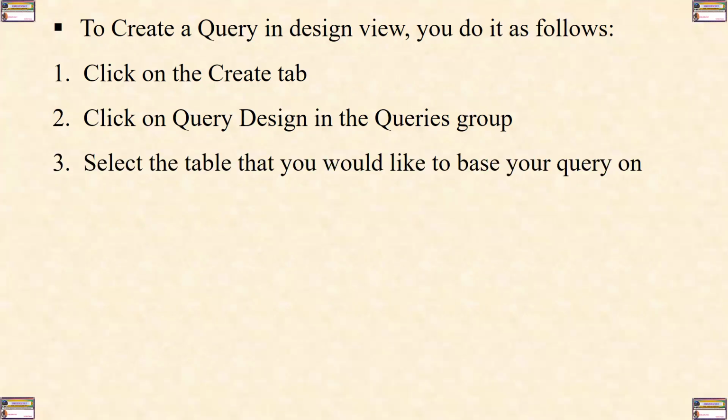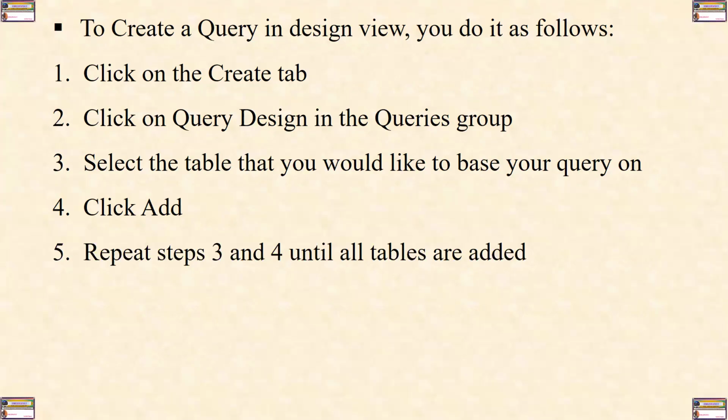Number 3, you select the table that you would like to base your query on. Then number 4, you click on Add. Number 5, you repeat steps 3 and 4 until all the tables are added. That is, you continuously click on the name of the table, you click Add, and you continue that way until all the tables that contain the required fields have been added on the displayed window.